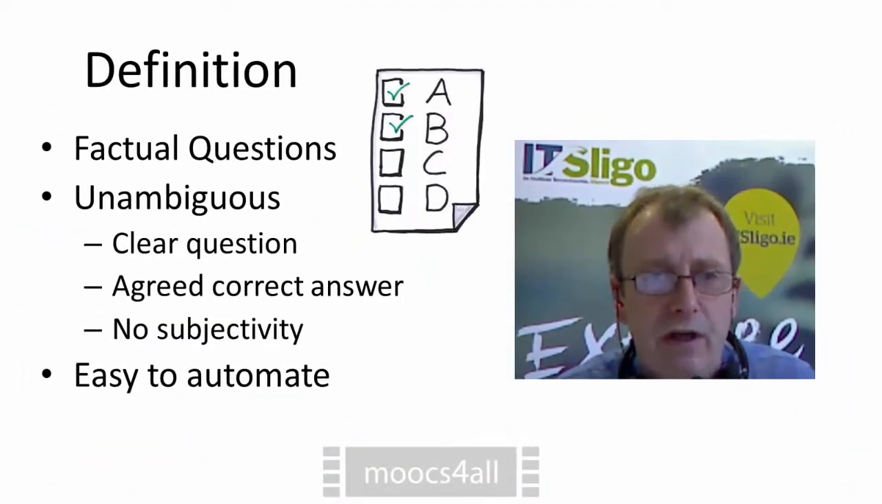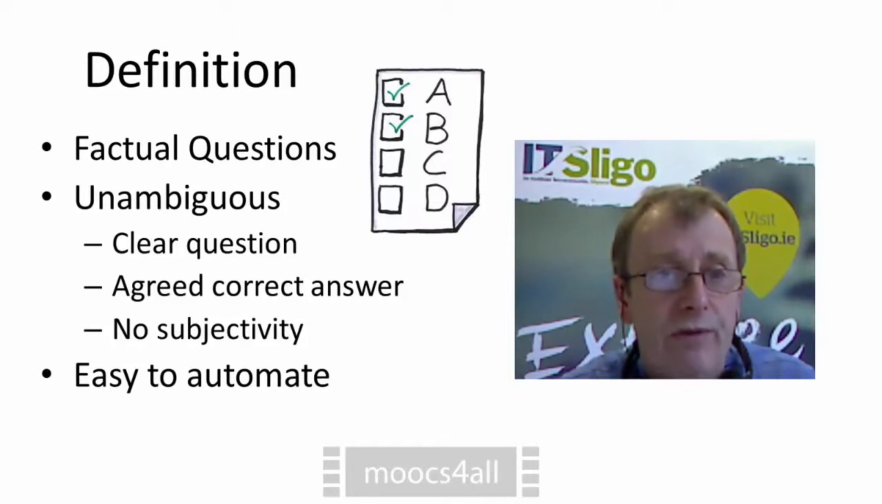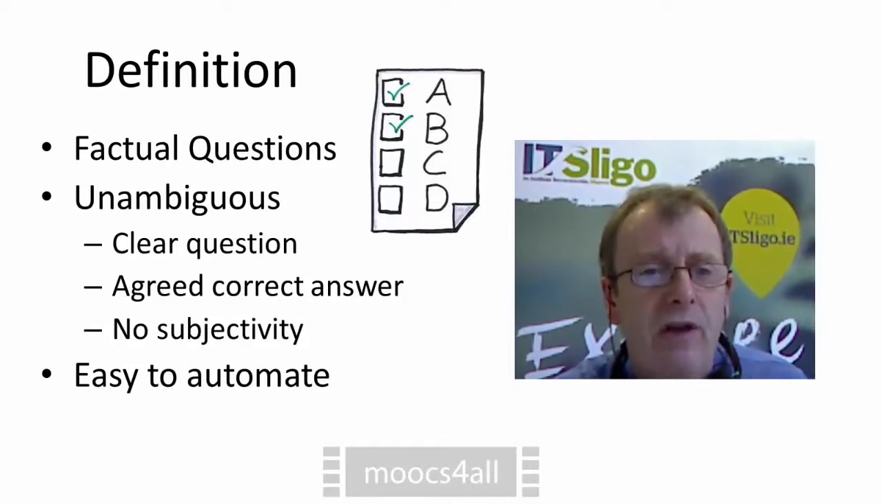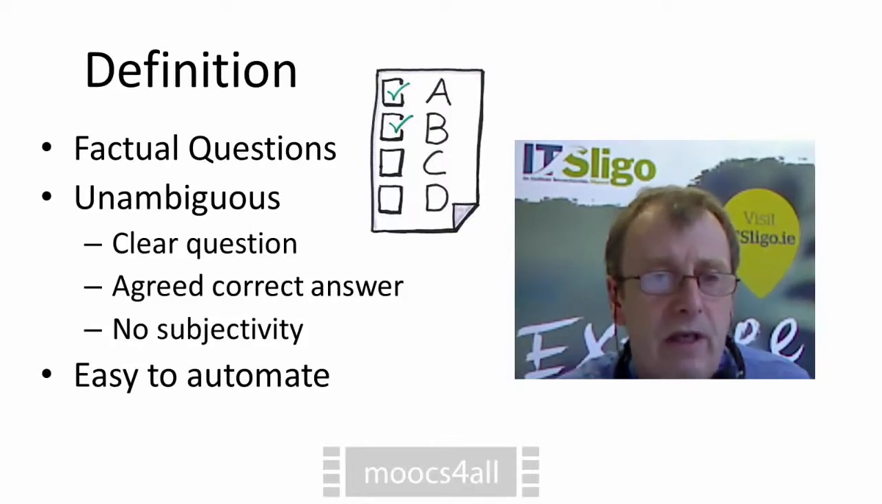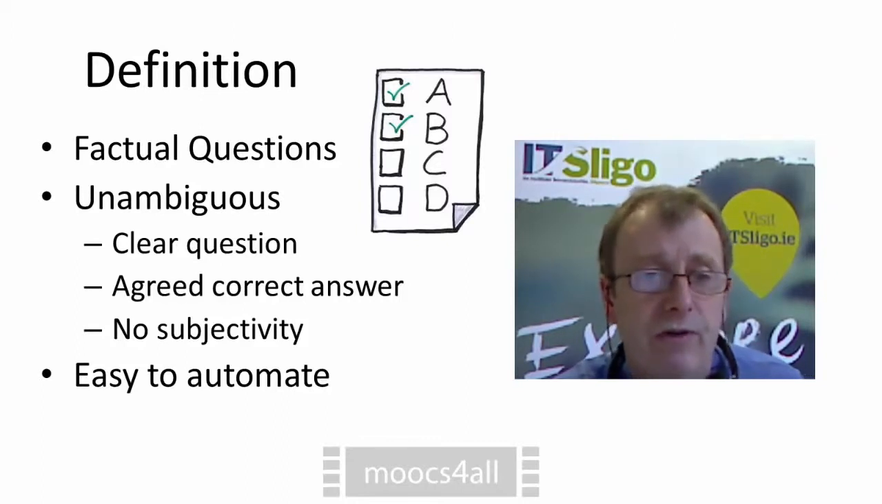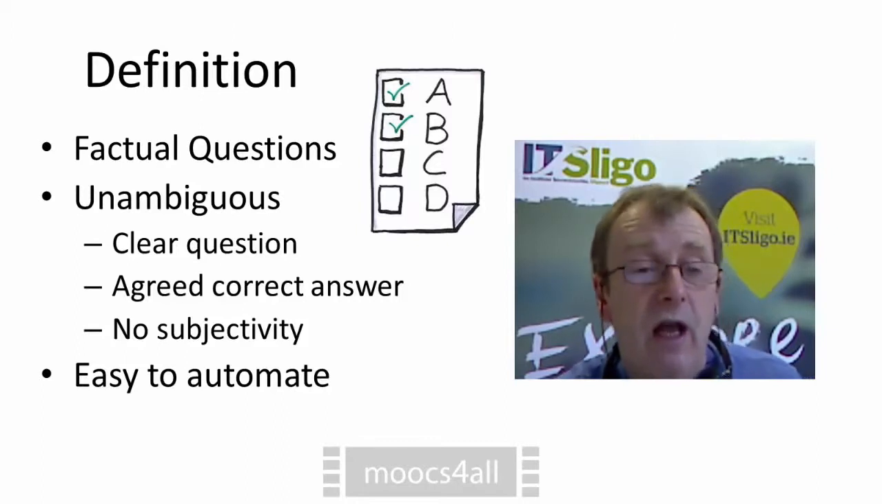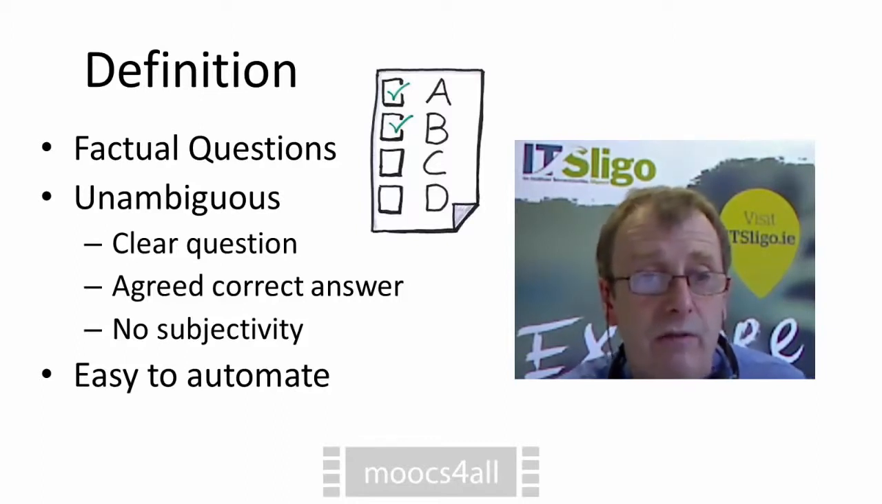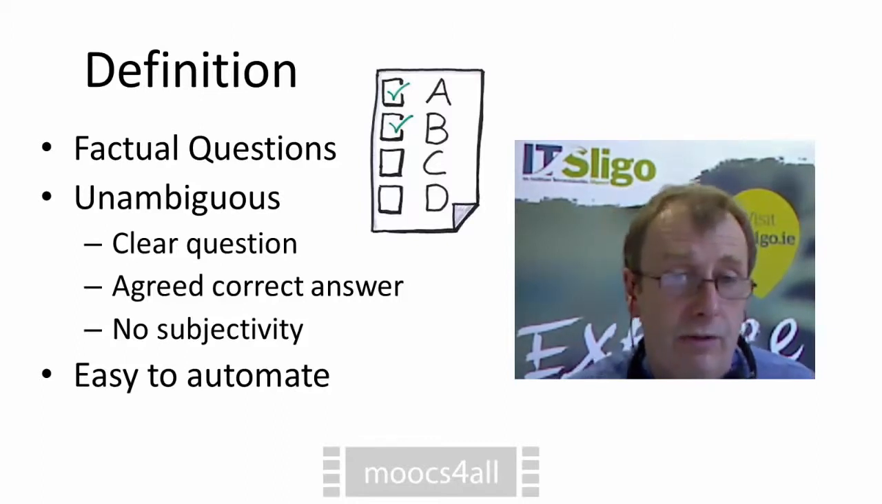So a definition of an objective test is one that consists of factual questions. That's where there's an agreed correct answer. There's no ambiguity about it. The question needs to be clear and the answer agreed, so there is no subjectivity in answering the question. And because of that, it's quite easy to automate.